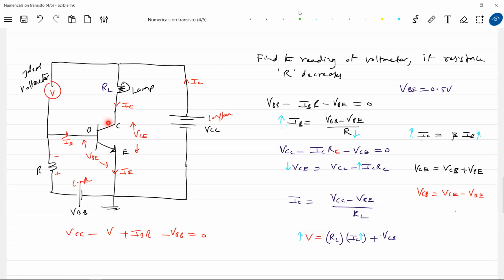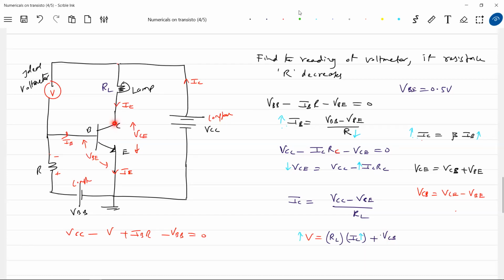It will be a negative value, no? Collector base is reverse biased. Because if it is in the active region, the collector base junction will be a negative value. C will be at the positive terminal with respect to B.